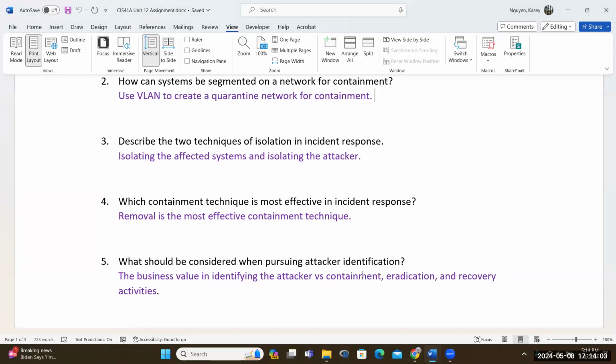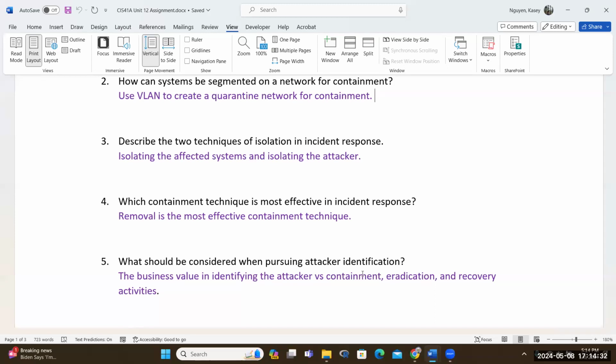And your business value really speaks to why they are attacking your organization, compared to containment, eradication, and recovery activities. So it's probably ideal to really understand the perspective of the attacker, the goals of the attacker, the objectives of the attacker based on your business value. So what would that be, right?